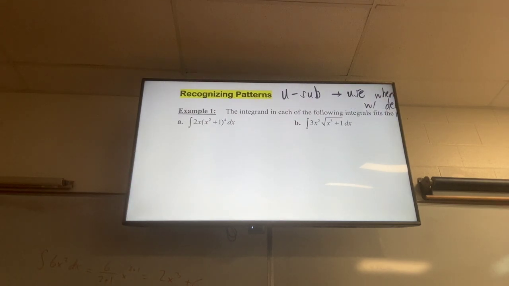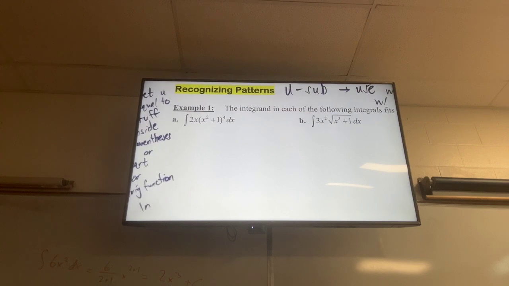the way to actually do it, you want to set u equal to the stuff inside parentheses, or inside your square root, or a trig function, or natural log, okay. So we're going to set u equal x squared plus 1 here, okay? U equals x squared plus 1.